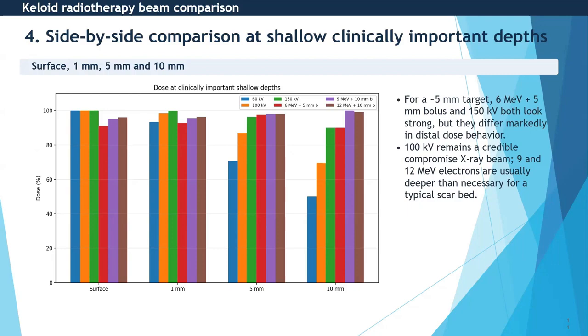The 6 MeV has begun to drop at 10 millimeters deep, down to about 90%, whereas the other two beams, the 9 and the 12 MeV under the bolus, are still around the 100% level. And this is really the key graph for the side-by-side comparison.